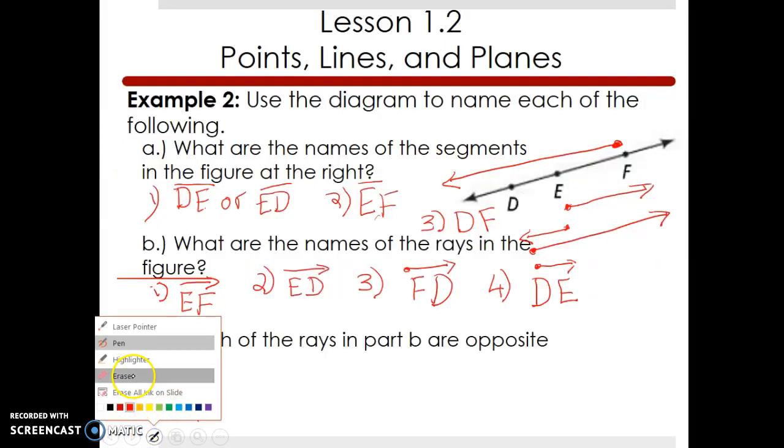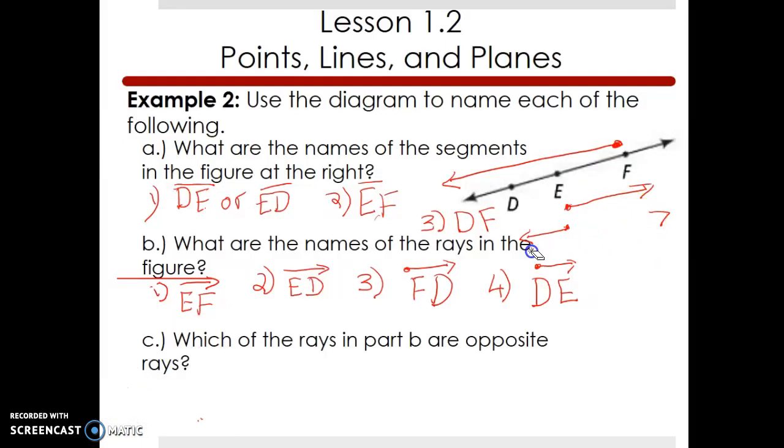Sorry again. So I'm going to erase that.